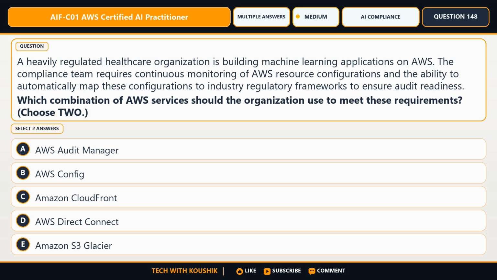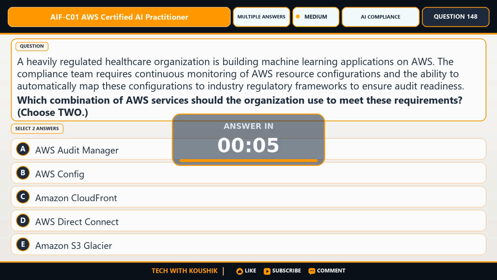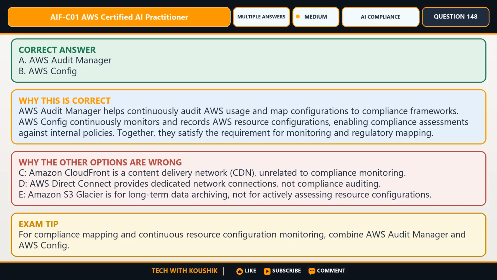Check each option against the exact requirement. Option A is AWS Audit Manager. Option B is AWS Config. Option C is Amazon CloudFront. Option D is AWS Direct Connect. Option E is Amazon S3 Glacier. After elimination, select A.